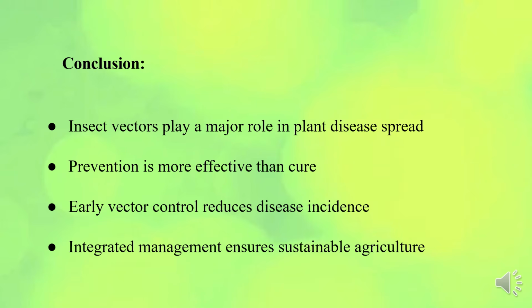To conclude, insect vectors play a major role in plant disease spread. Prevention is more effective than cure. Early vector control reduces disease incidence. Integrated management ensures sustainable agriculture.